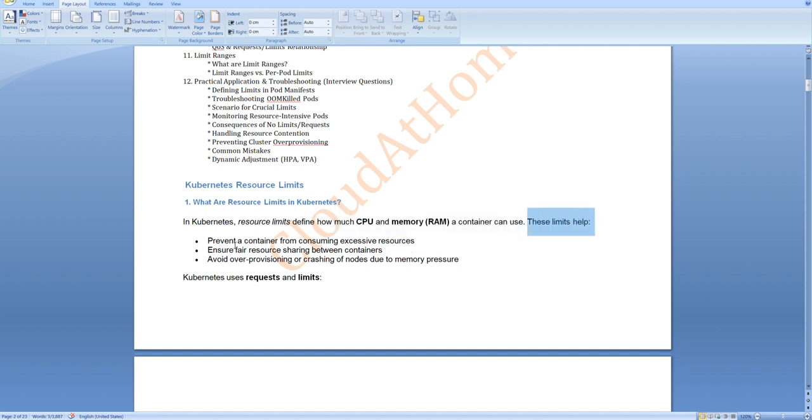So what is the benefit of providing these limits? It prevents the container from consuming excessive resources. It is very much possible that a single pod can consume the whole node, all the CPU and memory of the node. If you are not limiting it, it is going to crash or impact your system. That is why we should definitely define a limit for a pod, or a container inside the pod, to use.